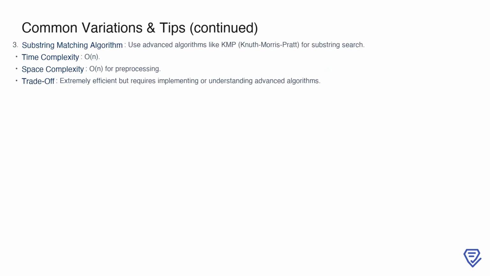For those looking to push efficiency even further, advanced substring matching algorithms like KMP, or Knuth-Morris-Pratt, can be applied. The KMP algorithm pre-processes the input to build a partial match table, allowing for efficient substring searches. This approach maintains a time complexity of O(n) and a space complexity of O(n) for pre-processing. While it is extremely efficient, it does require familiarity with how the algorithm works, making it a more advanced option. Mastering these techniques not only strengthens your problem-solving toolkit but also showcases your ability to handle more complex algorithms, a skill that is often valued in interviews.